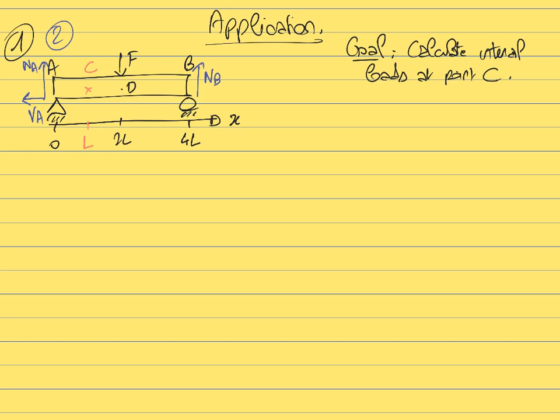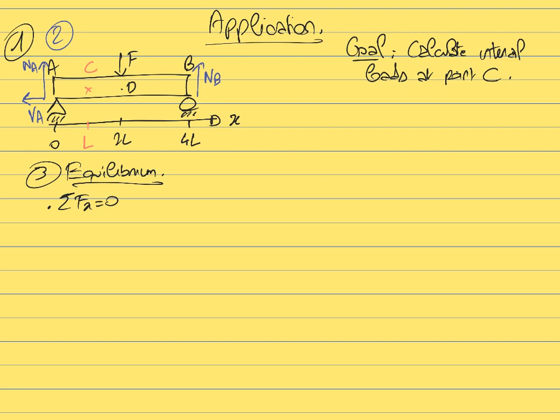So step 3, we are going to write now the condition of equilibrium. So we isolate the entire member here, and we are going to say that the sum of the external forces applied to this member is 0. So first, sum of the forces along x equals 0.